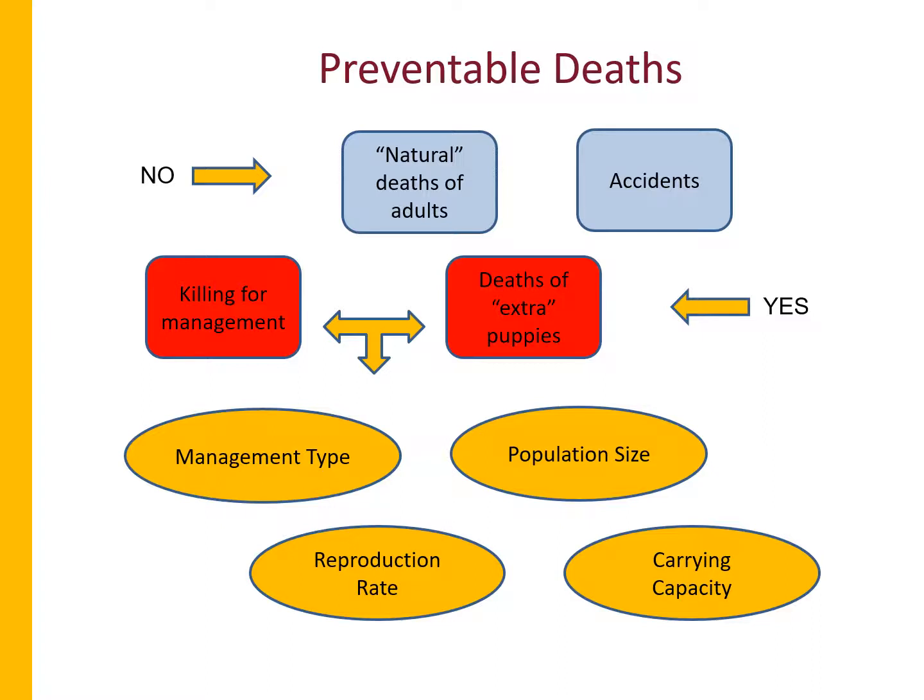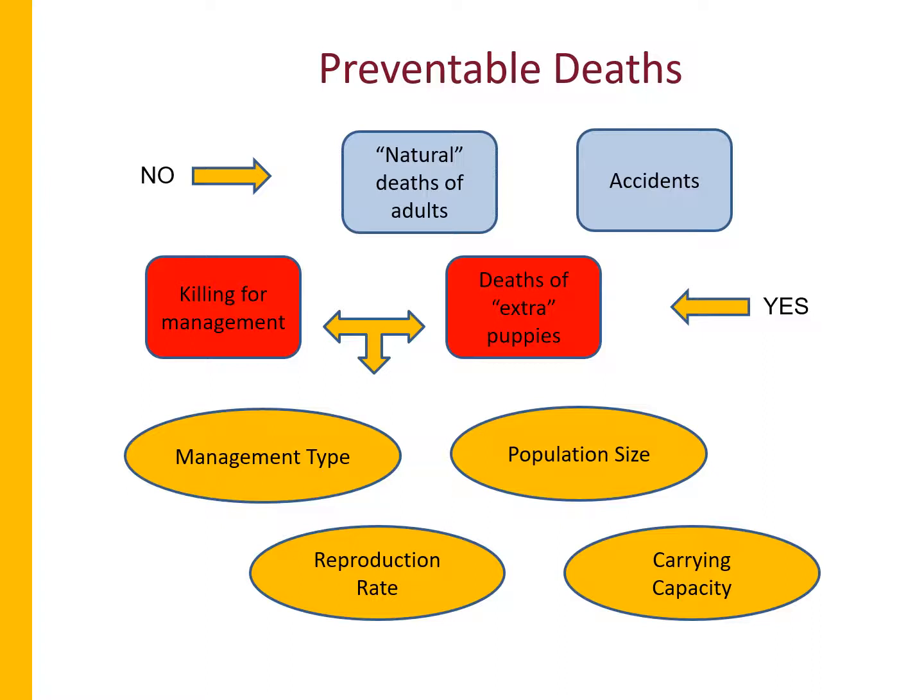Those two types of death that are in the red boxes are what I'm considering preventable deaths, and I'm considering them preventable deaths because we can potentially change them by virtue of how we choose to manage dog populations. Obviously, those mechanisms are represented by the yellow circles at the bottom. Obviously, if we choose a management type that requires us to kill adult dogs, that's going to affect the number of preventable deaths. Similarly, if we can reduce the number of dogs and the proportion of them who are reproducing, that should reduce the deaths of all those extra puppies because less extra puppies are being born.